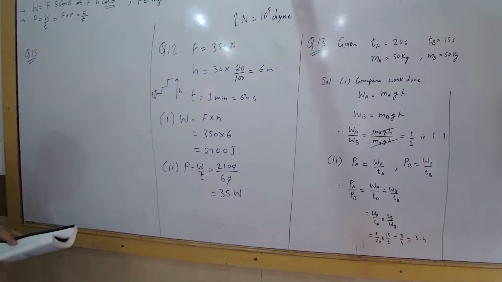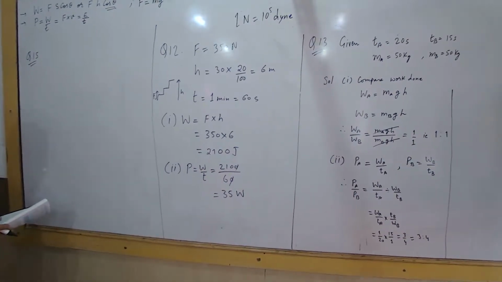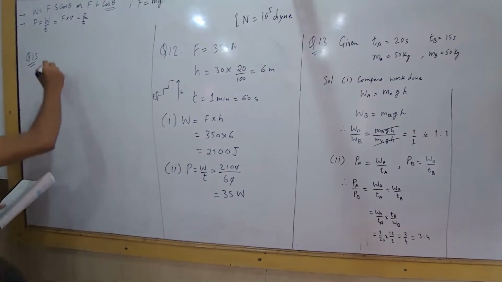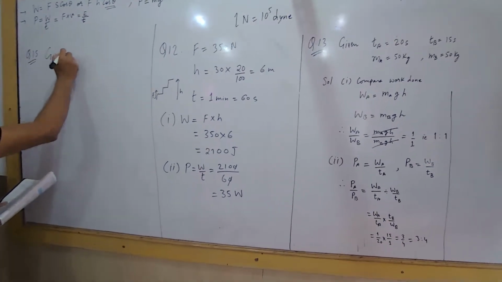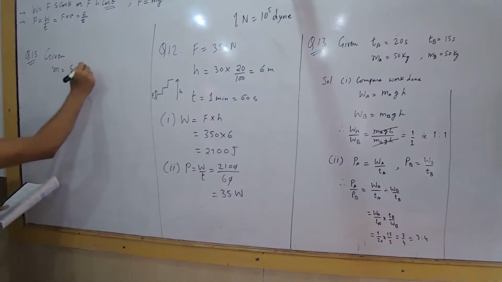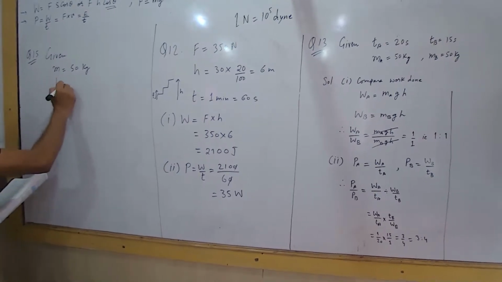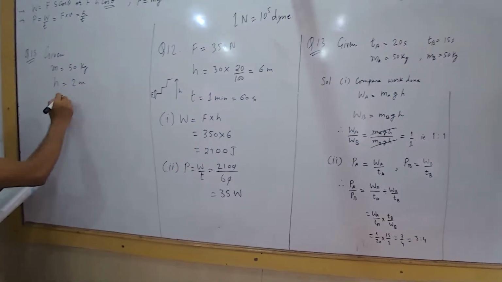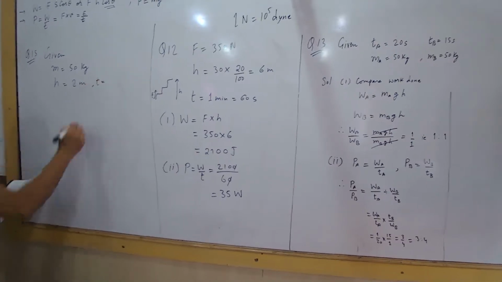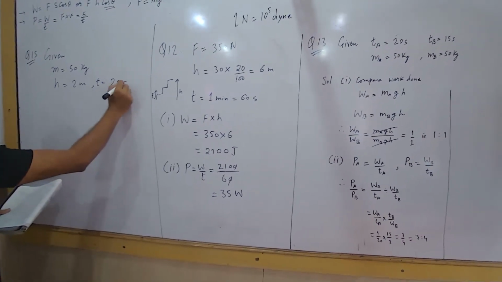Yeah, question 15. Let's do it. What's the given data? A man raises a box of mass 50 kg, so given M is equal to 50 kg, to a height of 2 meter, so h is equal to 2 meter, and t is equal to 20 seconds. Is the data same in your book? Yes.